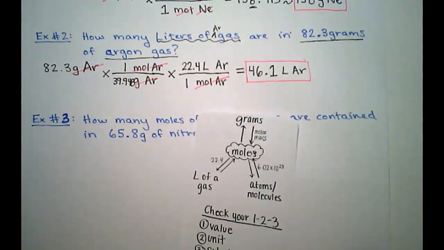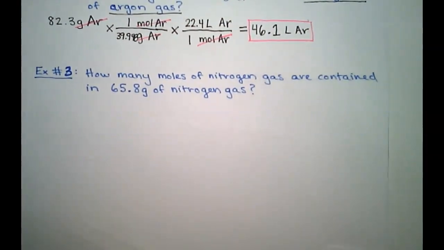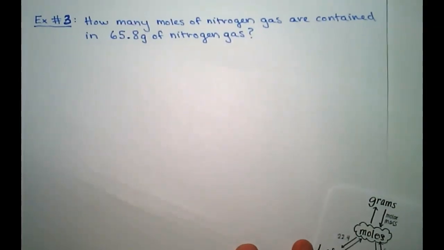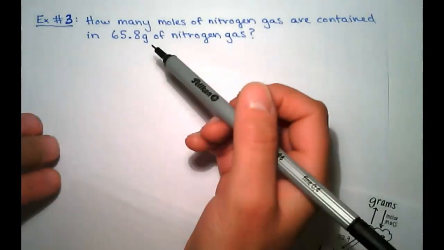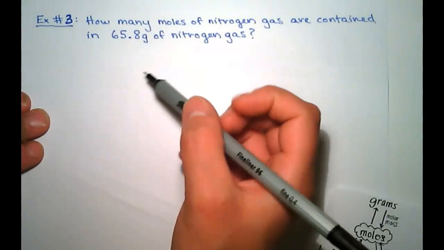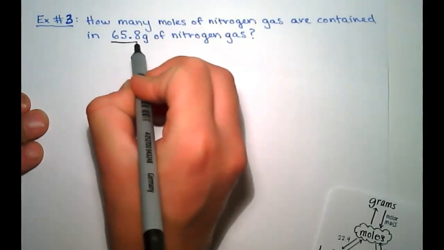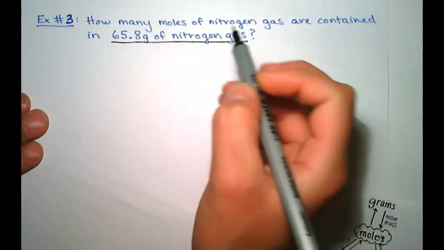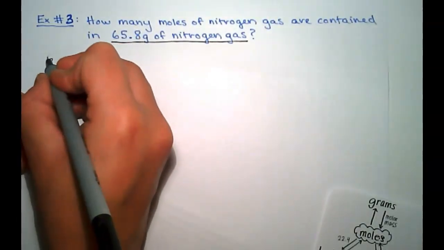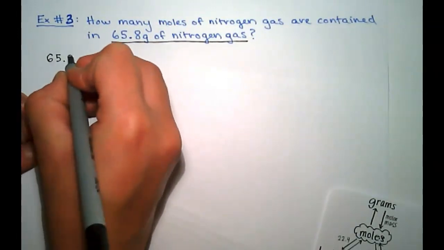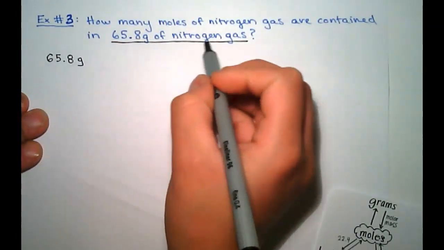And then our last problem here, let's look at this last one together. It says how many moles of nitrogen gas are contained in 65.8 grams of nitrogen gas. So, we first need to identify our given value, substance, and unit. So it's 65.8 grams of nitrogen gas. Okay, so I'm going to write that down. 65.8 grams and nitrogen gas.